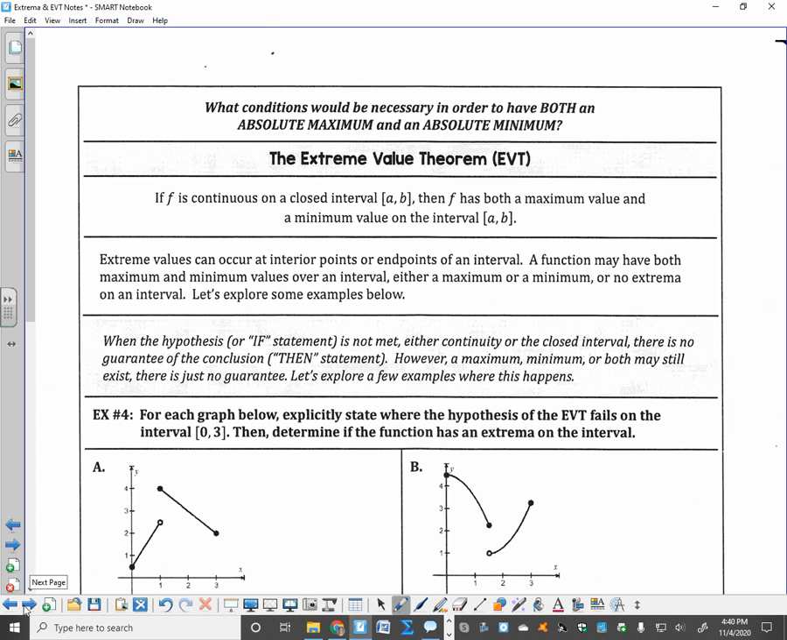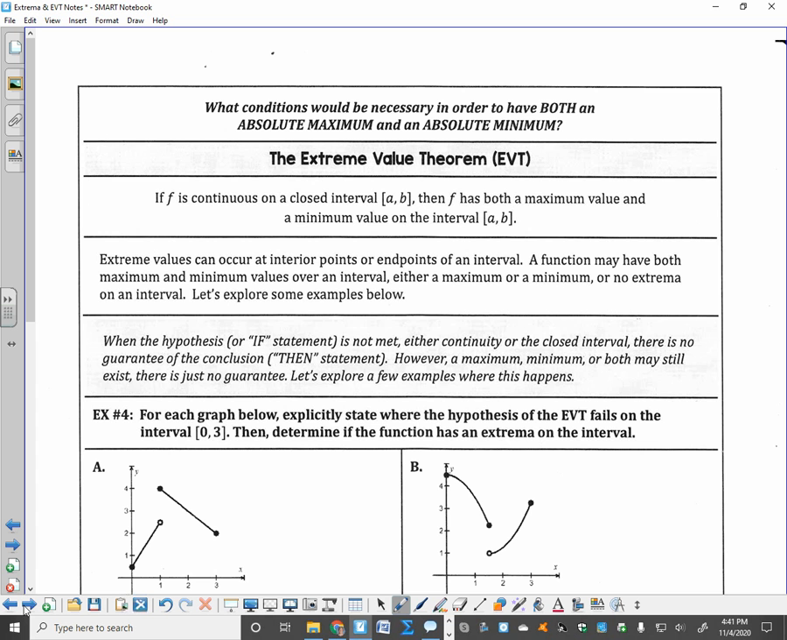Okay, so now we're going to talk about the EVT. We have the MVT. We have the IVT. Now we have the EVT, the extreme value theorem. Again, this theorem is an existence theorem. It states that something is going to exist. It does not tell you how to find it. It just states that it exists.